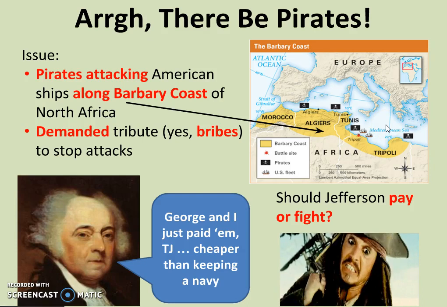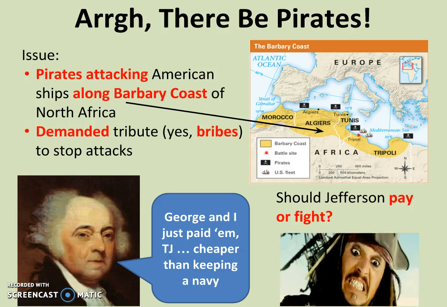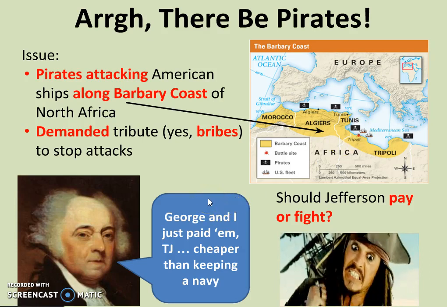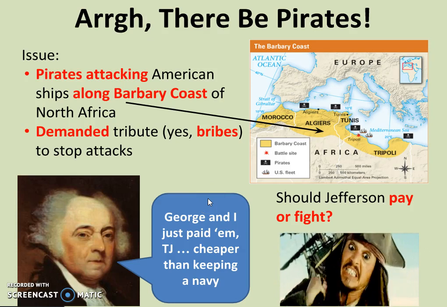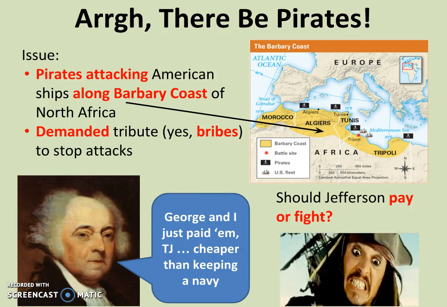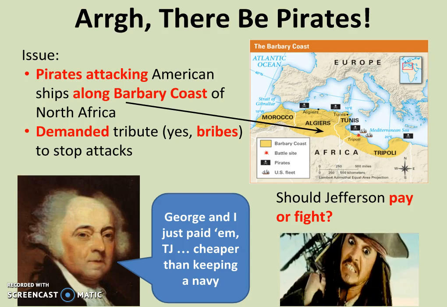Now, how do you stop the attacks? You've got to pay us off. That's what pirates do. Now, if you look here, John Adams is saying, George and I just paid him, TJ, cheaper than keeping a navy, because that's true. George Washington and John Adams did pay tribute to these pirates to keep them off American ships. So now it's up to Jefferson.